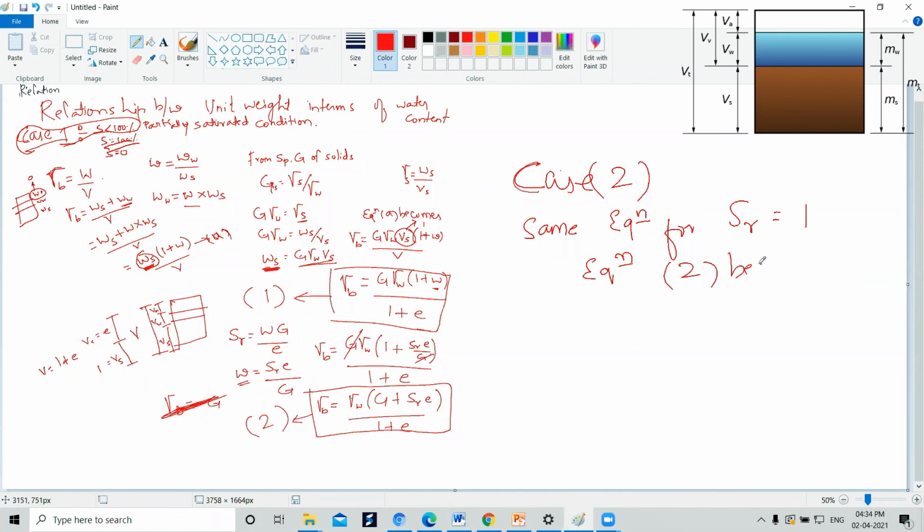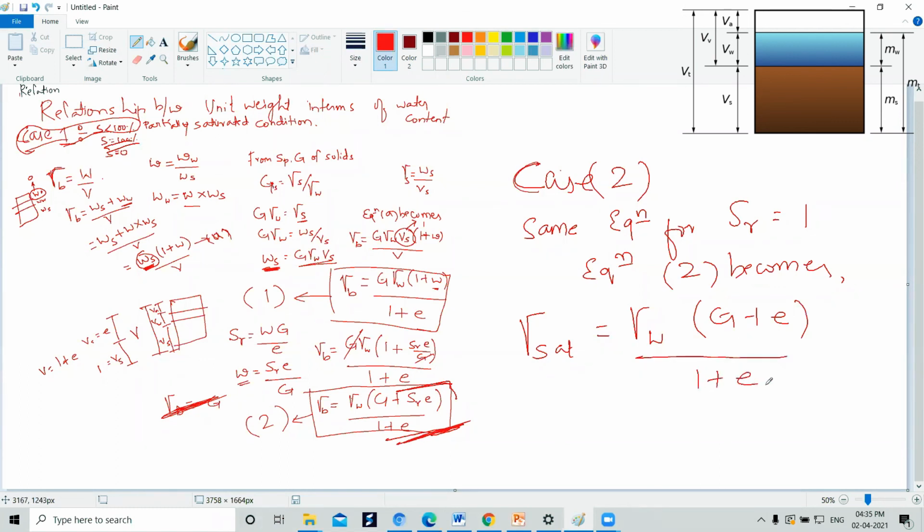simple one. What will equation number 2 be? We will say it as saturated, because it is submerged. Saturated is equal to, equation 2 here. Please listen here. Into G plus E divided by 1 plus E. This is my equation number 3.